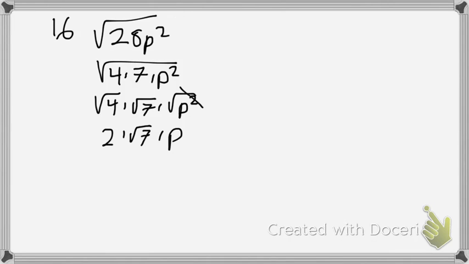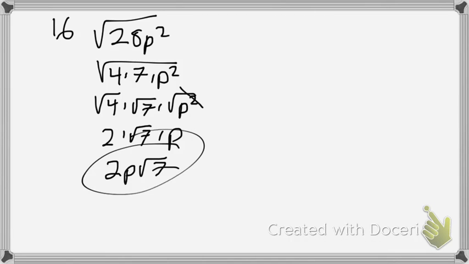But anyway, so I end up with 2p radical 7. And that's my answer. Number 18, we're going to go 80b to the 4th. Now, again, I'm looking for 4s, 9s, 16s, 25s, and 36s.